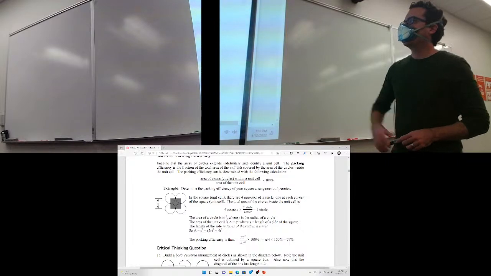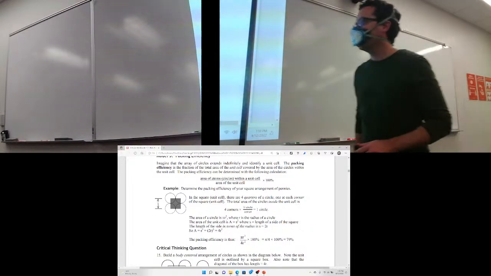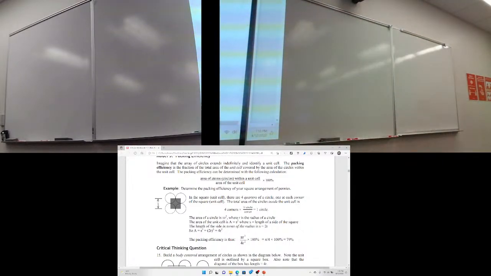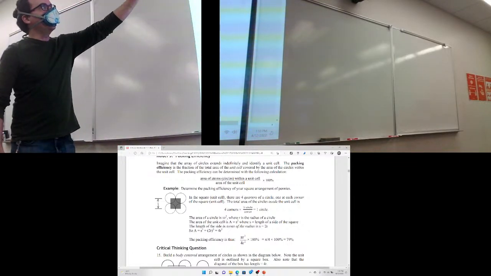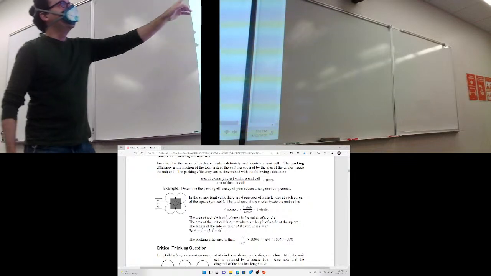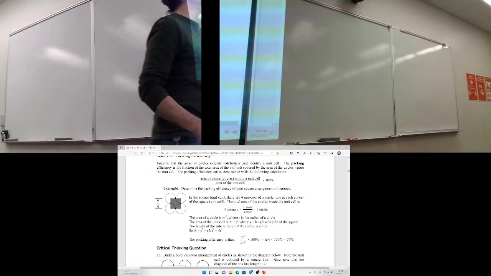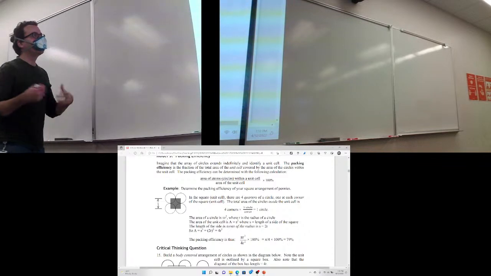So here's the example. And the example's worked out, but I want to kind of go over it on the board and make sure it's clear. So we're trying to find the numerator, the area of the atoms on top, and the denominator, the area of the unit cell. So let's do the denominator first, the area of the unit cell.